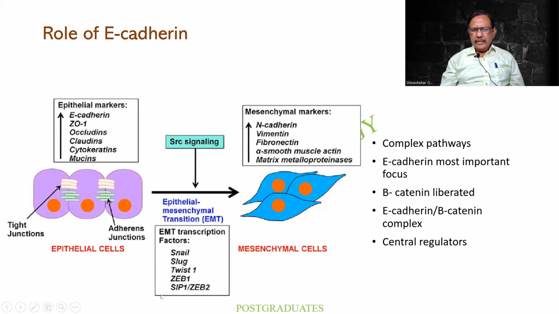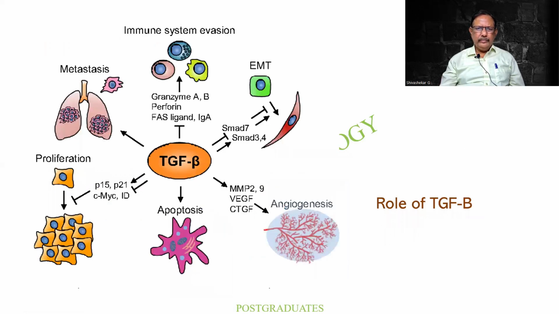When you say snail or slug, for each of these you find that there would have been a research behind it and a panel of articles there. So it is not just one topic. There is a beta-catenin being liberated, and then there is a cadherin-catenin complex, and these are all being altered by means of the central regulators. Change into these mesenchymal markers.